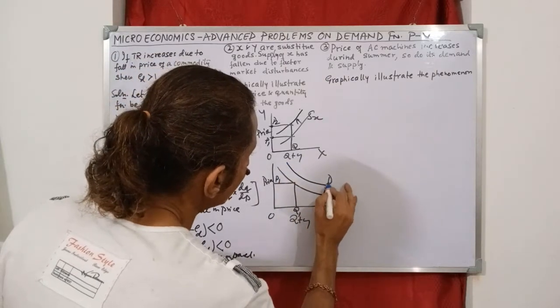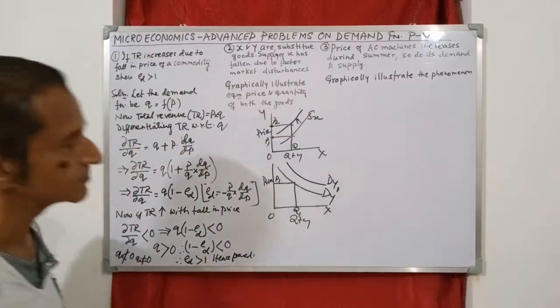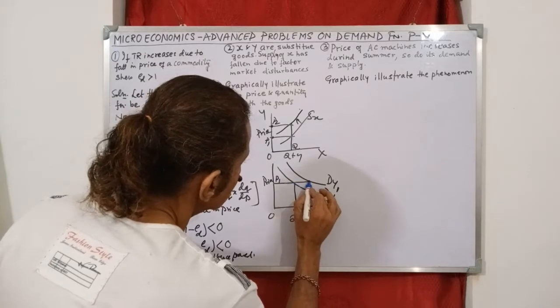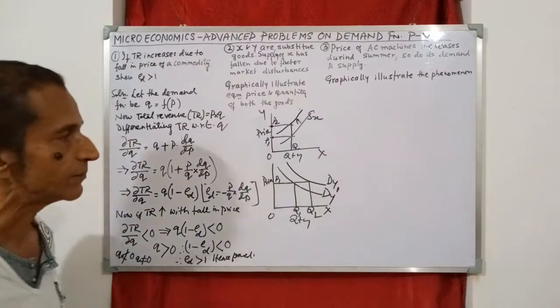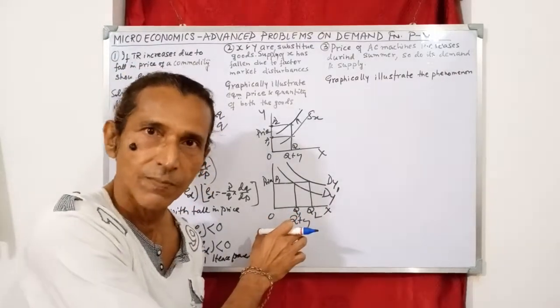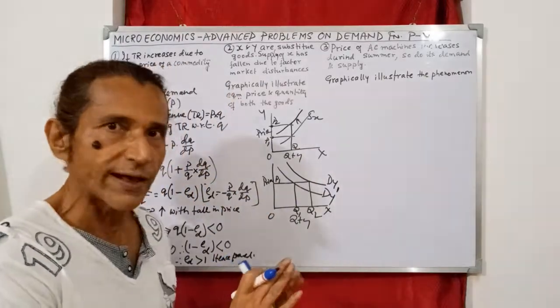So, the demand curve will shift from dy to say dy1, and this will be the quantity purchased of Y now. That means the consumers will increase their purchase of commodity Y at the same price. Price of Y has not changed.